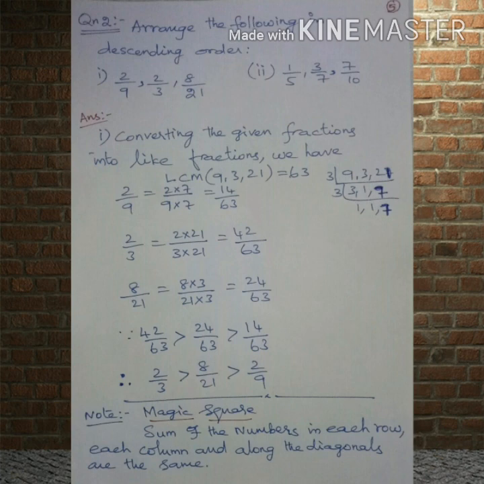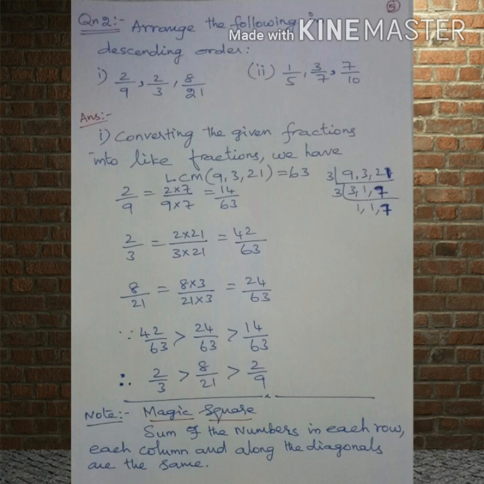Before converting to like fractions, we have to take the LCM of the given fractions' denominators. Here the denominators are 9, 3, 21. The LCM of 9, 3, 21 is simply 63. So all the fractions you have to convert to like fractions with the denominator of 63.